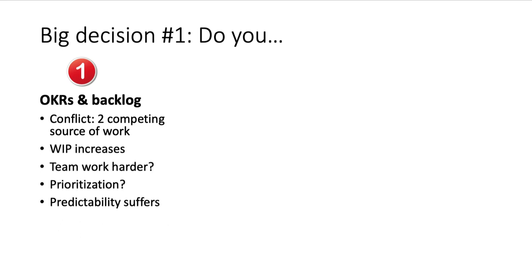Basically what you've done is you've increased the amount of work in progress for a team. You've got two sources of work, and this is going to increase your work in progress. In Agile, we traditionally try and limit work in progress. If you use OKRs in addition to the backlog, you're going to increase your work in progress.